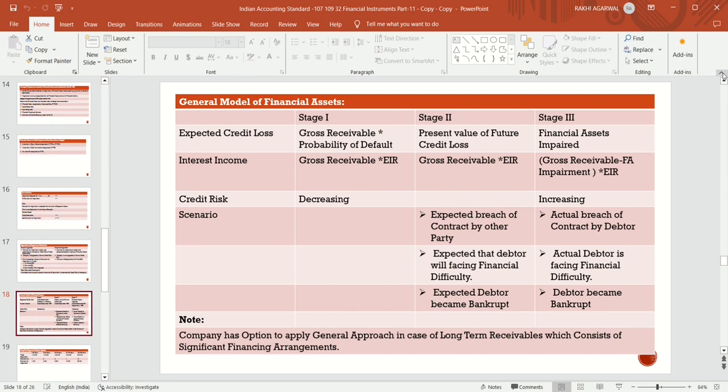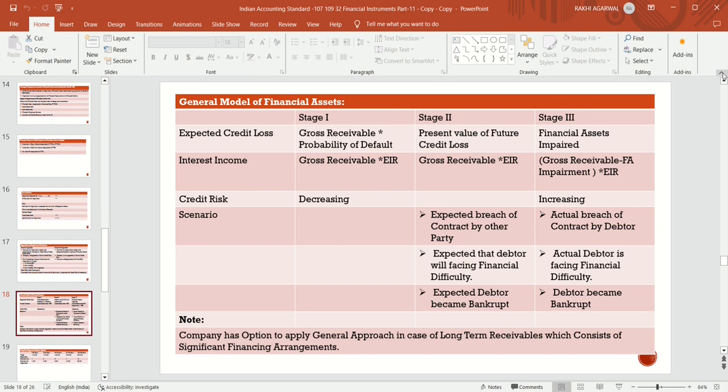In stage 1, there is no such scenario mentioned. In stage 2, if the party breaches the contract, there is a requirement for provision creation. When the company knows that the debtor is not able to pay because he is facing financial difficulty, and if the debtor becomes bankrupt, in that case provision for impairment is required.